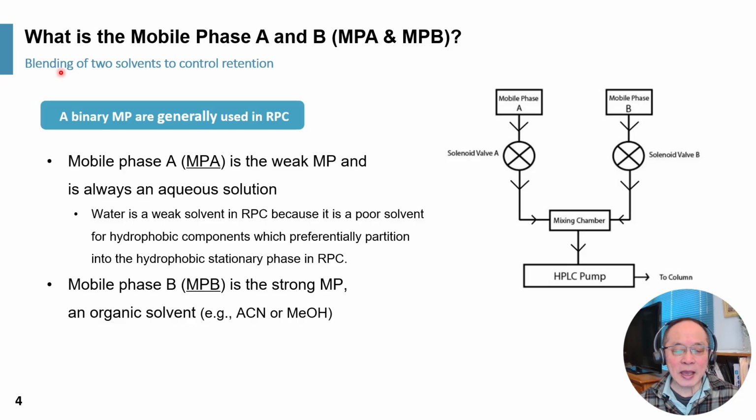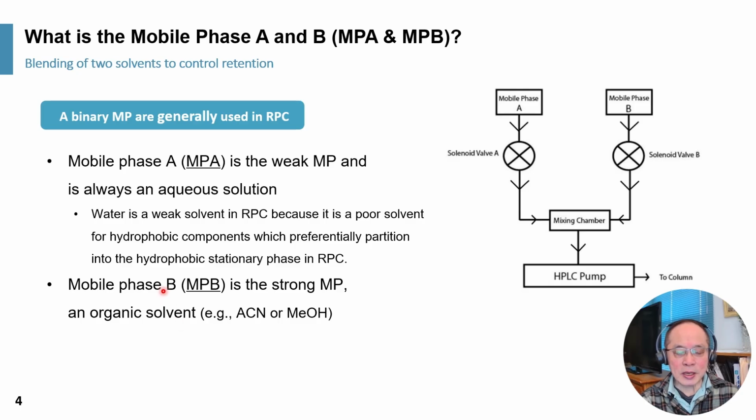What is mobile phase A and B? In short, MPA or MPB. Generally, one would use a binary mobile phase system in reverse phase. Mobile phase A, by convention, is the weaker mobile phase and is almost always an aqueous solution. Because water is a weak solvent in reverse phase, because it is a poor solvent for any hydrophobic component, which prefer or preferentially partition into the hydrophobic stationary phase under reverse phase condition.